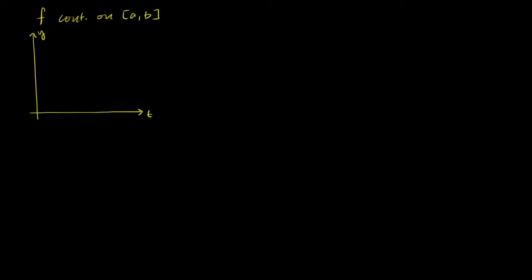And then let's say that this right over here is the graph of y is equal to f of t. And we're saying it's continuous on the interval from a to b. So this is t is equal to a. This is t is equal to b. So we're saying that it is continuous over this whole interval.